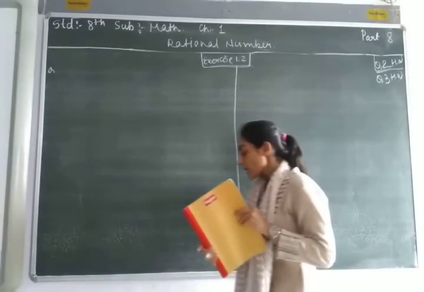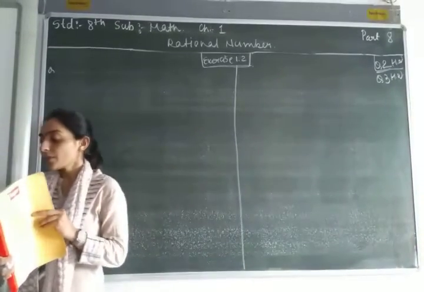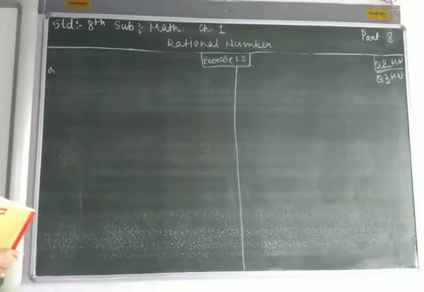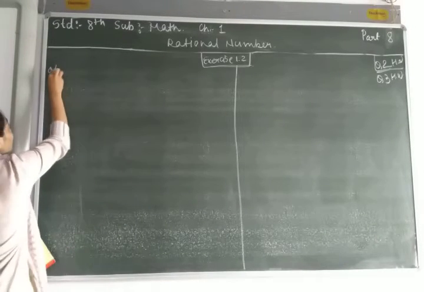Now question number 4. You have to find 10 rational numbers. Okay. Question number 4.